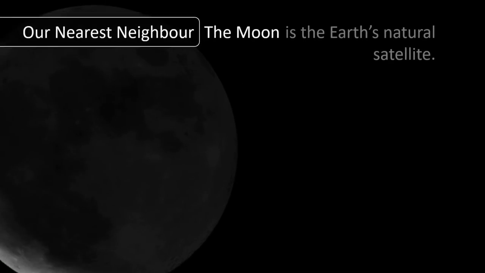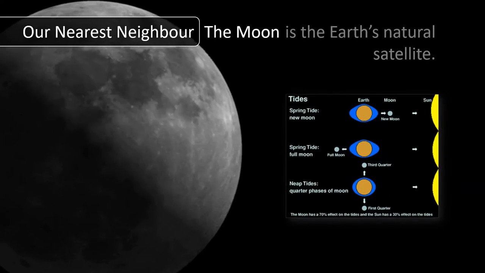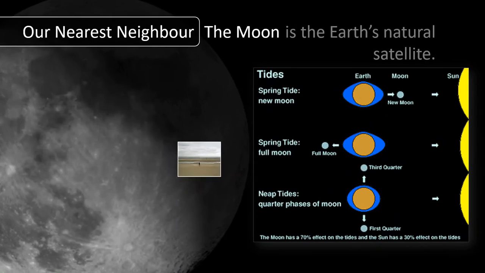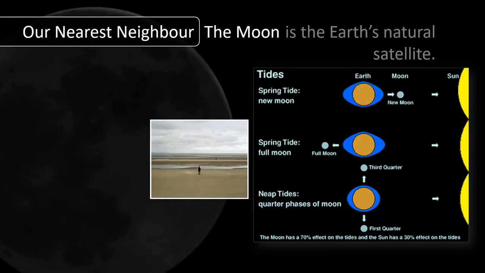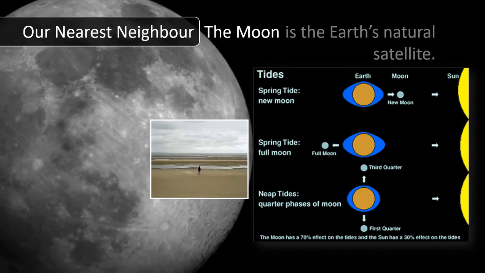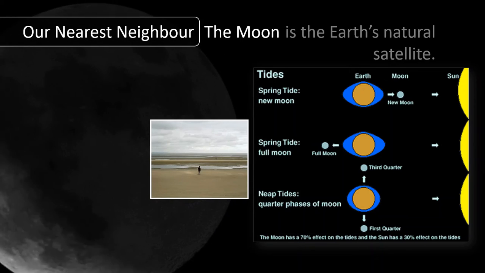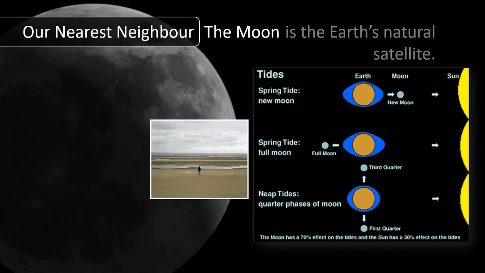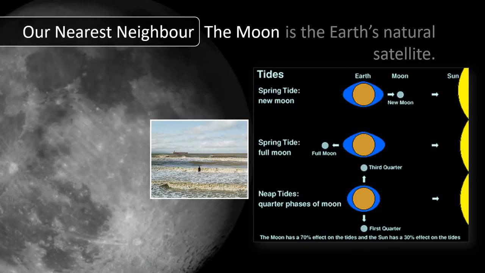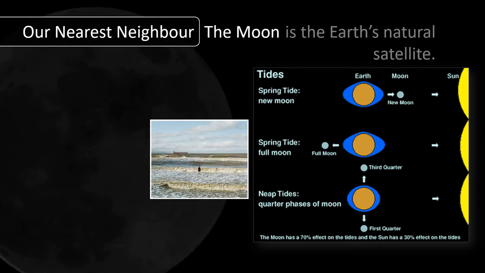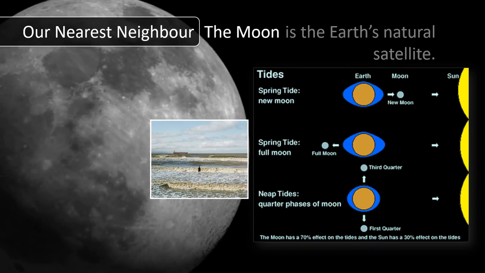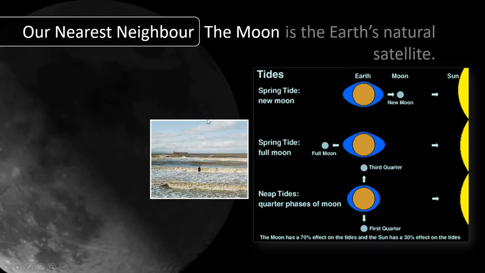Our nearest neighbor in space, of course, is the moon, and the moon is the Earth's natural satellite. Very, very beautiful if you can see the full moon. So what does the moon do? Well, it's locked by gravity into orbit around the Earth. But it actually has an effect on the Earth, which is the tides.